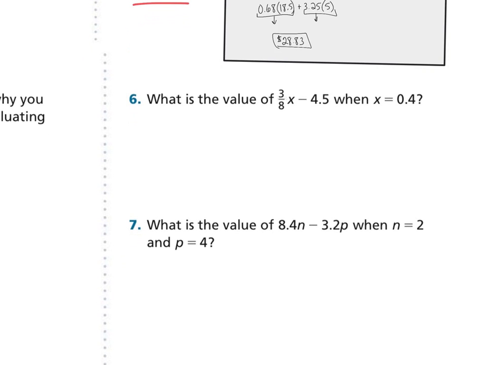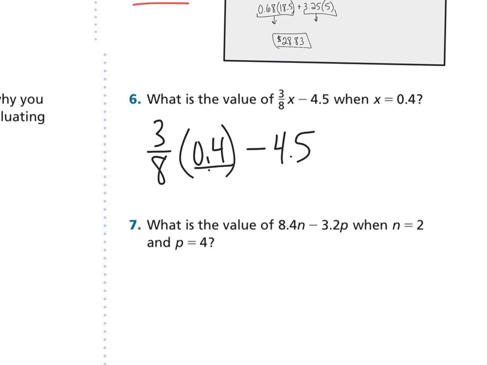Number 6, they're wanting us to find the value of this when x equals 4/10. So this is already set up for us. It's just a matter of substituting. This one we have a fraction times a decimal. So 3/8, yes, we could change it to a decimal. It's going to be 375 thousandths, especially if you're doing that by hand. Not going to be a whole lot of fun maybe to work that out. Probably the easier way would be to just put the decimal.